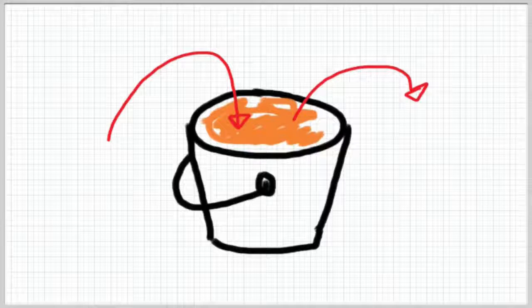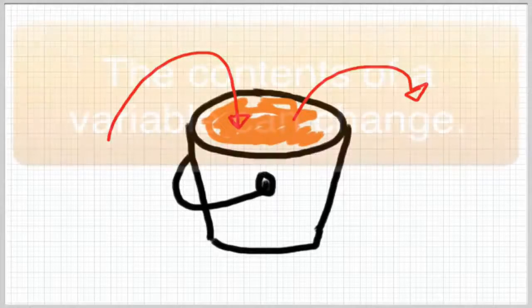Okay, let's say that again. You can put things in a variable and you can take things out of a variable, but the variable stays there. What changes is the contents of the variable. So this illustrates our first point, and that is the contents of a variable can change.